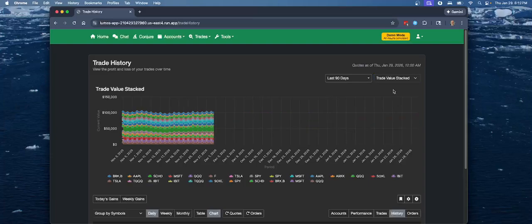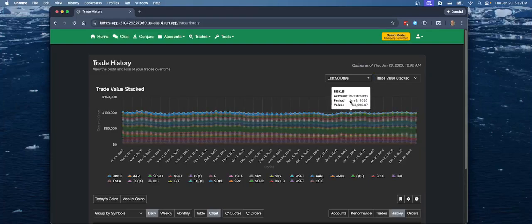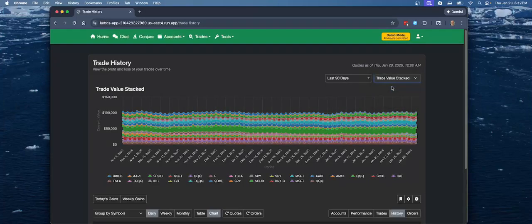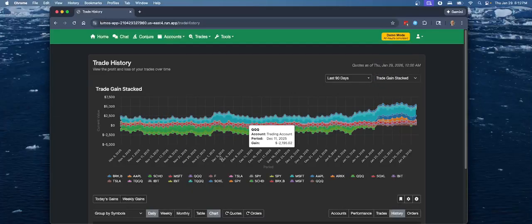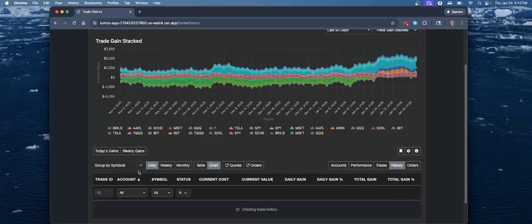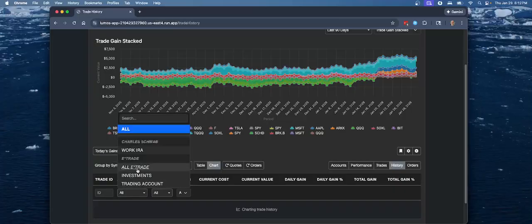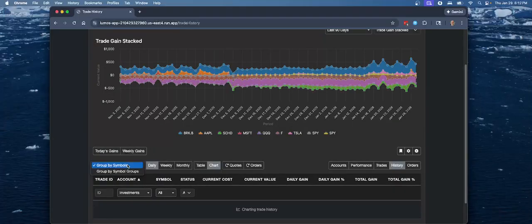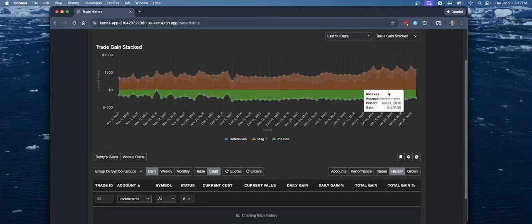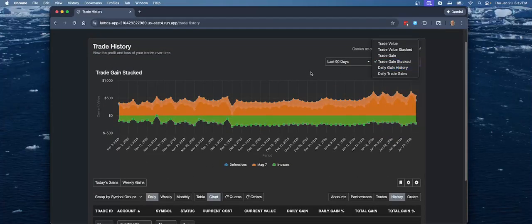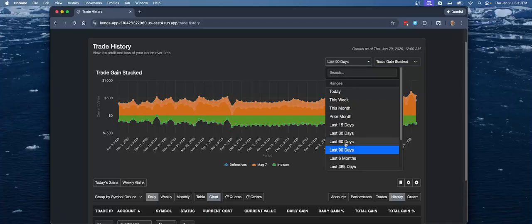You can do it as a stacked graph. That's pretty noisy there, but if you had less in there, that would be useful. Trade gains. Trade gains stacked. Let's filter this because this is too much information. Let's go investments, group by symbol groups. Okay, maybe that's a little better. You can see how they've stacked. Let's do maybe shorter.